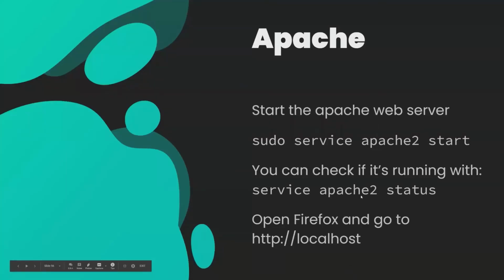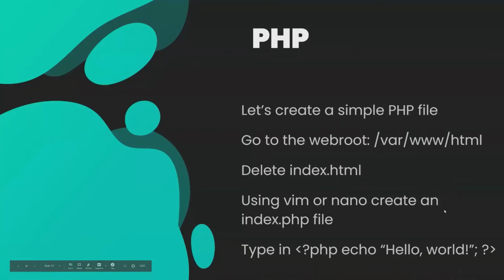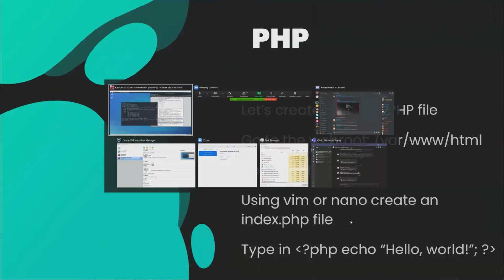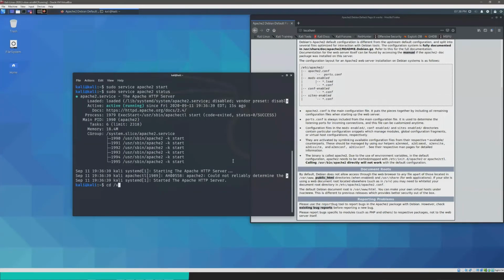Let's go back here. So let's create a simple PHP file. So first you want to go to the web root, which is in the folder var/www/html. That's where all the files that the Apache2 web server serves are kept, for the actual web server. So we will go there, cd /var/www/html. Let's ls and see, yep, we have a file called index.html.